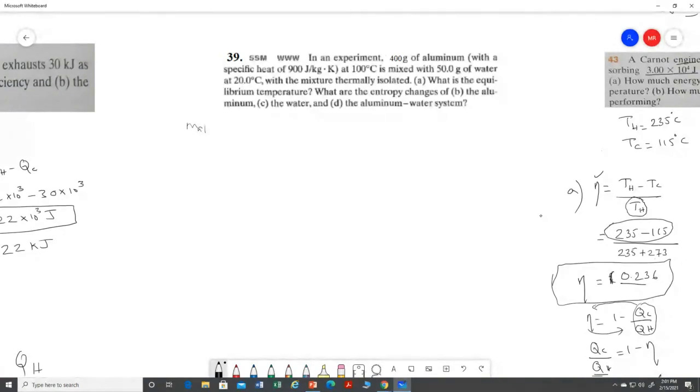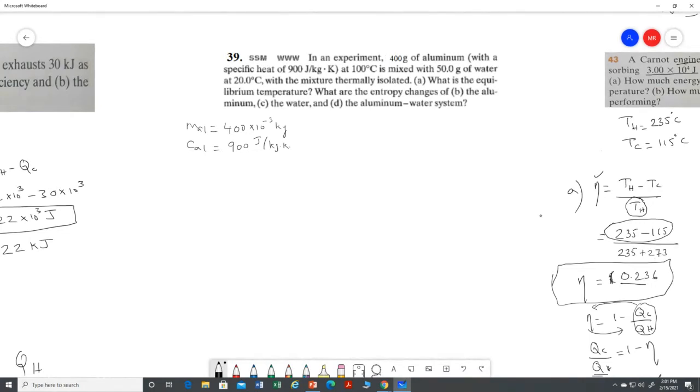The mass of the aluminium is given as 400 gram. So you have to convert it to kilogram. Yes, and then 0.4. What is the specific heat capacity of the aluminium? It's a constant which is given, 900 joules per kilogram Kelvin.